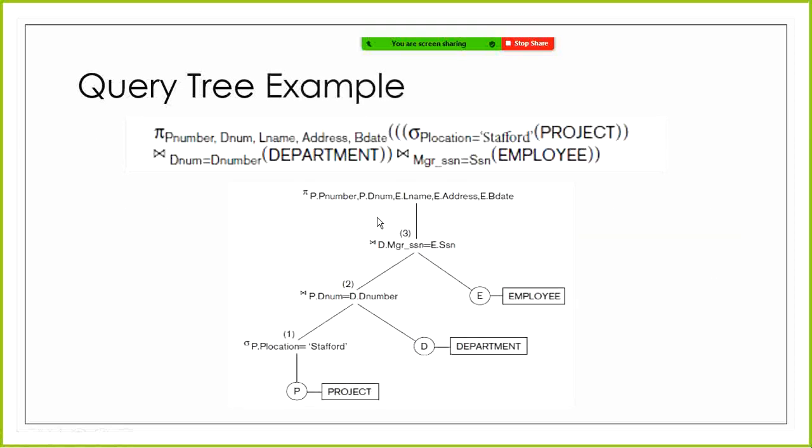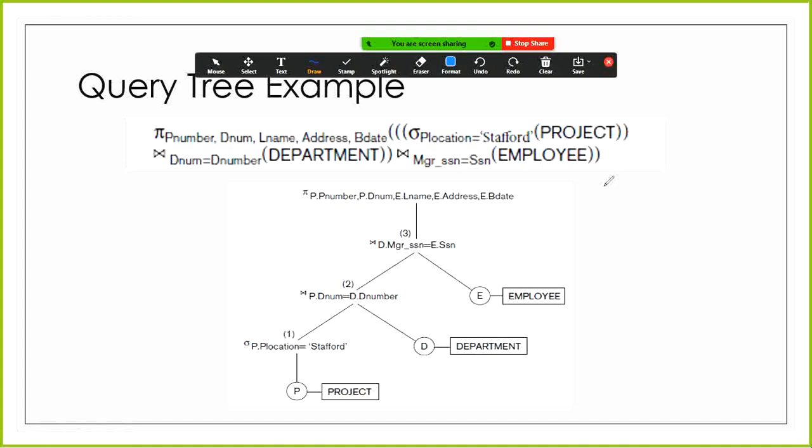Here we have an example. Now this is the expression. Here you see that we are selecting those rows from project where location is Stafford. We are applying a join operation with the department on the basis of D number equals D number, and then we are taking a join of the result of this expression with the employee table. And after that we are selecting these columns from this whole expression. So how will we draw a query tree from this expression?